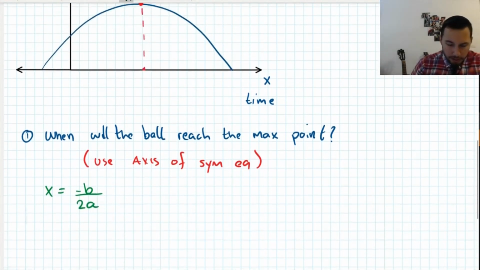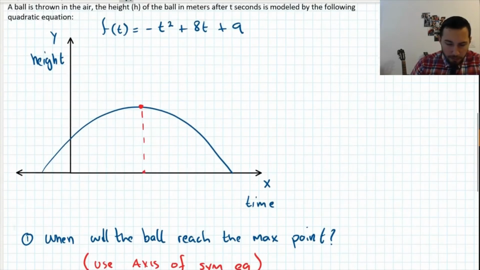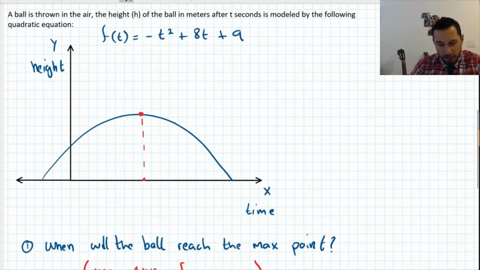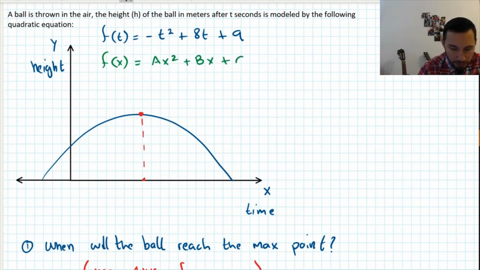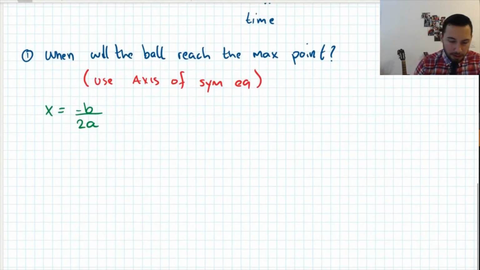So in this case, our equation was f of t is equal to negative t squared plus 8t plus 9. And again, this is the same thing as saying f of x is equal to ax squared plus bx plus c. So I want the opposite of b, divided by 2a. So let's list that down here so we know.